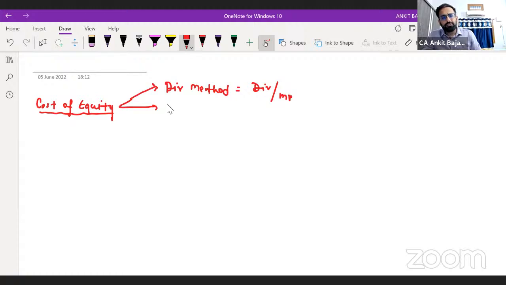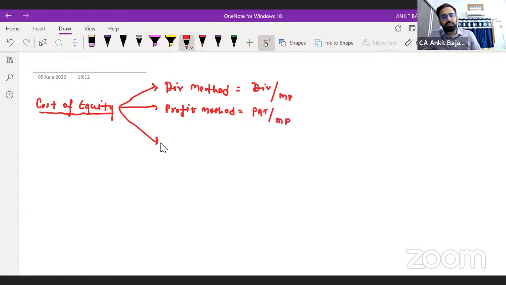The second method which we have discussed was the profit method. If you want to calculate cost of equity, you can use the profit method, and the formula for the profit method is PAT divided by market price.